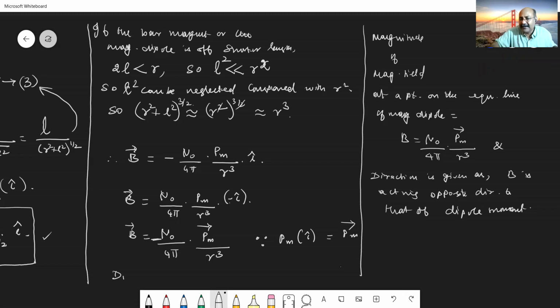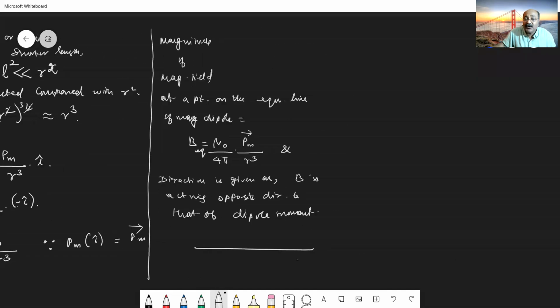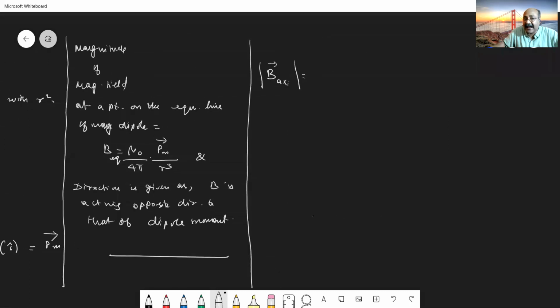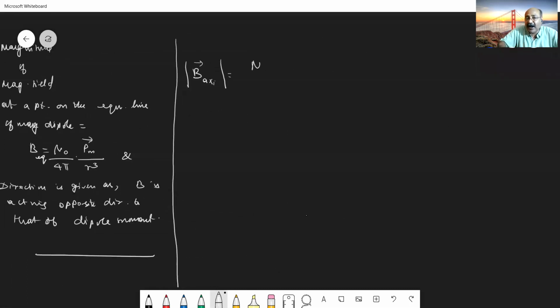This is called the magnetic field acting along the equatorial line. Hope you should have understood this. Now we have to compare. We have already studied the magnetic field at a point along the axial line. The magnitude of the magnetic field acting along the axial line is given by the formula mu0 divided by 4 pi into 2 pm divided by r cube.